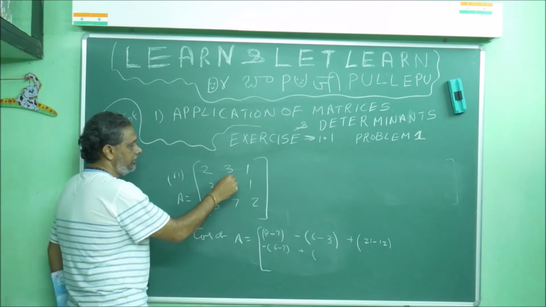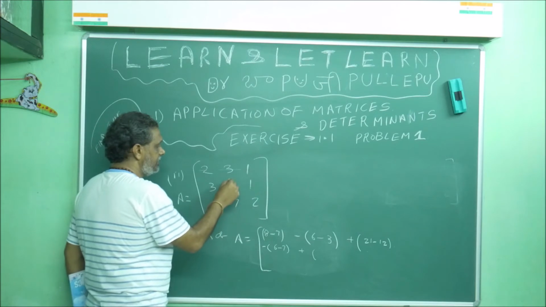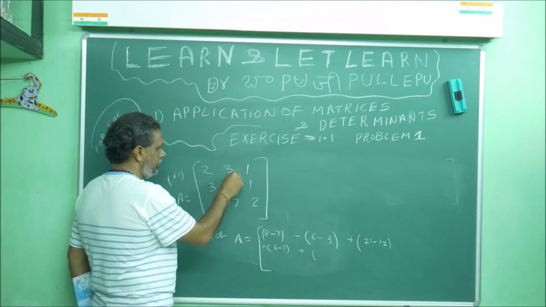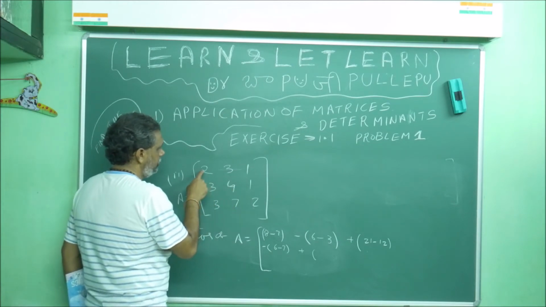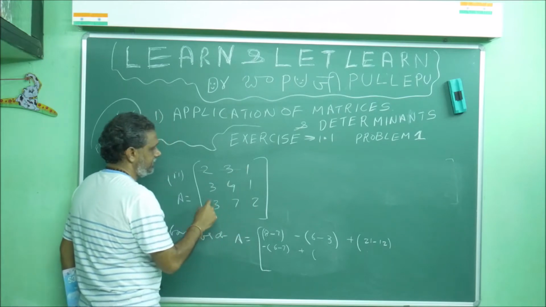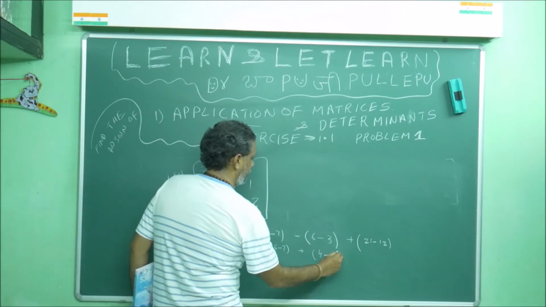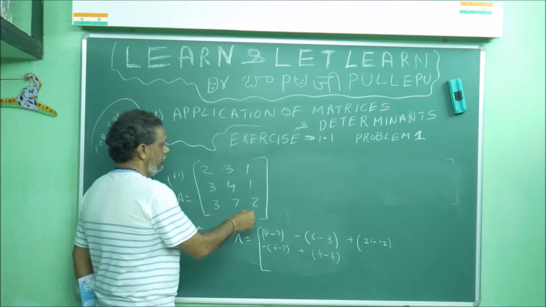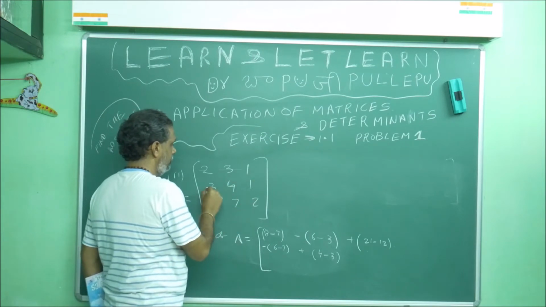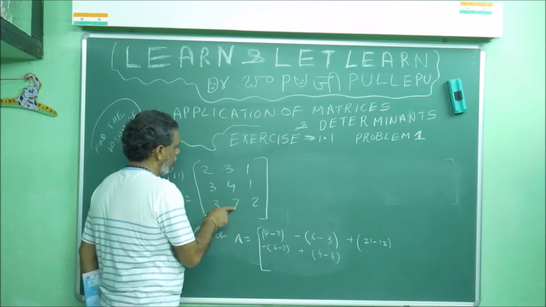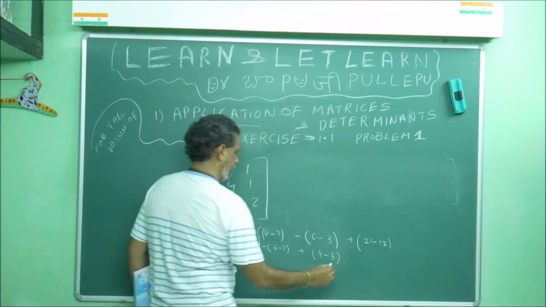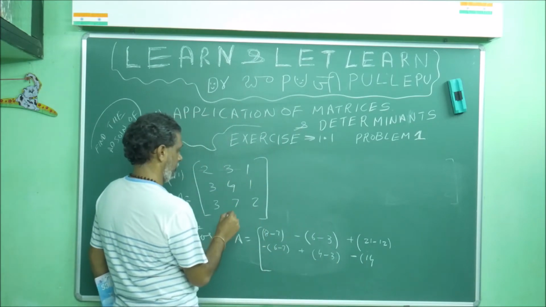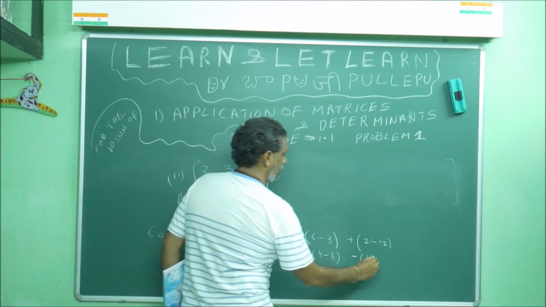Cofactor of 4, how will you get it? Leave this column, this row. Wherever the number stands, whichever row and column it contains, we leave those. So what will you get? 2 into 2, 4. 4 minus 3. Then the cofactor of 1. Where does 1 stand? Third column, second row. Leave this row and column. Then 2 times 7 is 14 minus 9. Minus, plus, minus: 14 minus 9.